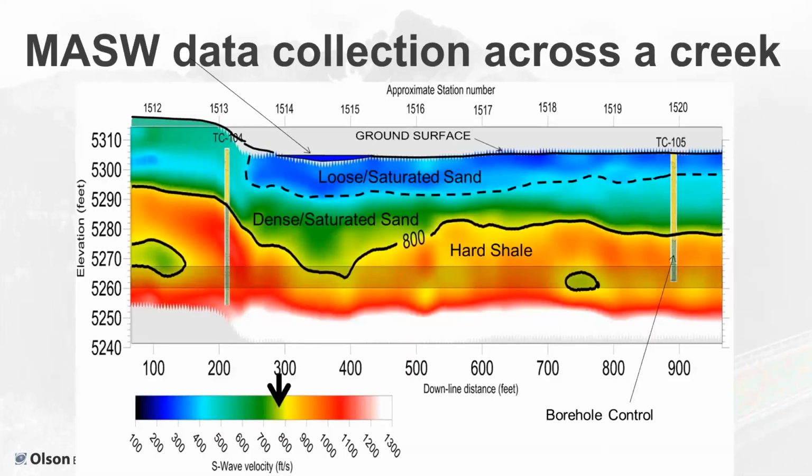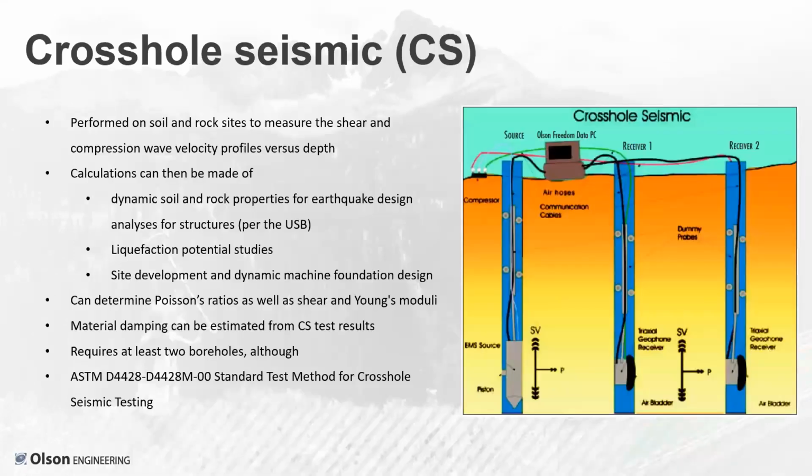And then here's a picture of an MASW profile across the creek. And again, we've got the ground surface. We can see loose saturated sand, dense saturated sand, and a hard shale below it. And we can see where our velocities are there. And then over on the right, we have a borehole that we use to ensure that our interpretations aligned with other data that was available.